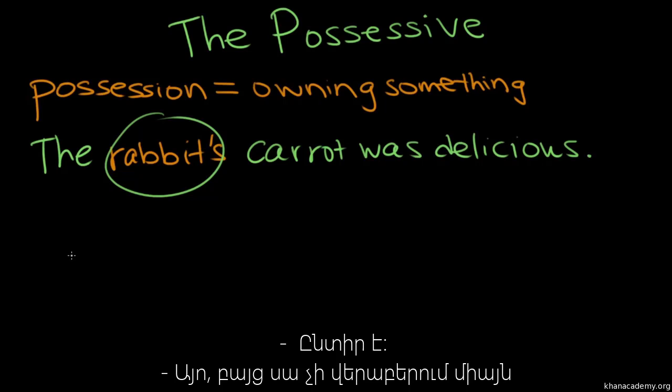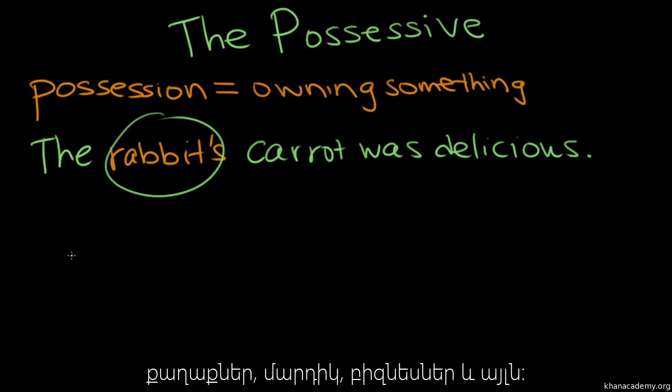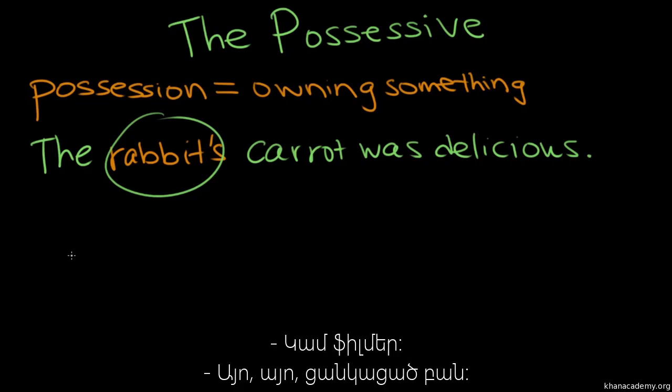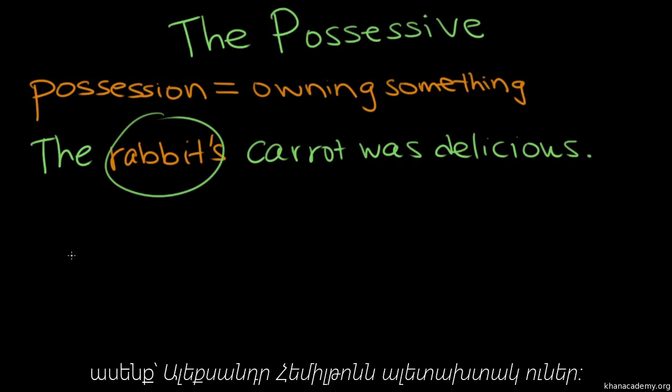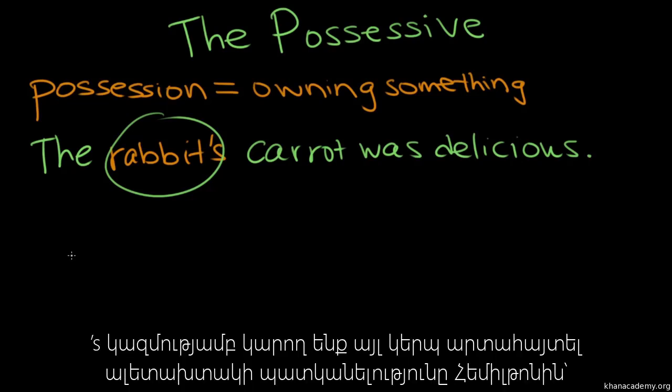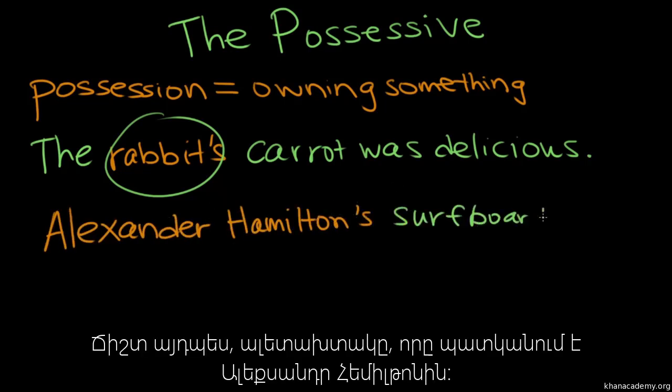So this doesn't just apply to common nouns like rabbits. This can also apply to proper nouns like people or countries or businesses or whatever. Totally. Or movies. Yeah, anything, I think. Okay. So to pull a completely random figure from American history, let's say Alexander Hamilton had a surfboard. Using the apostrophe S construction, we could refer to Alexander Hamilton's surfboard, right? Right, the surfboard that belongs to Alexander Hamilton.